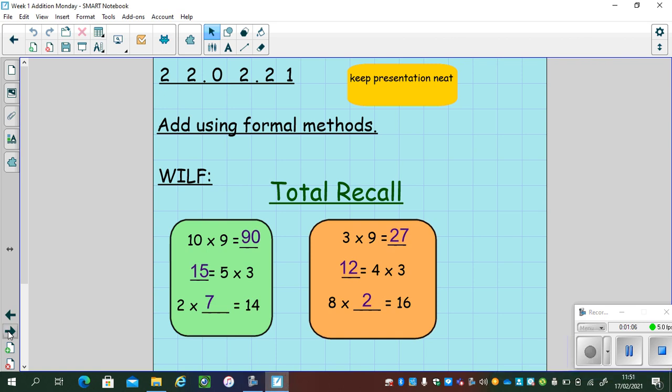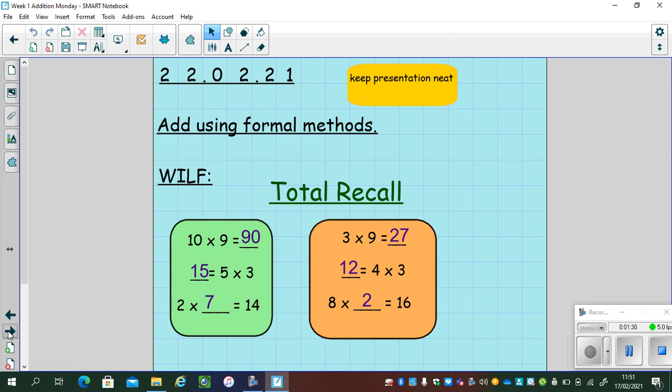Welcome back, Year 3. So let's go through the answers to the total recall together. 10 times 9 is 90. Now this one has just changed the number sentence around, but really it's just asking the same. 5 times 3 is 15, so 15 equals 5 times 3. 2 times 7 is 14.